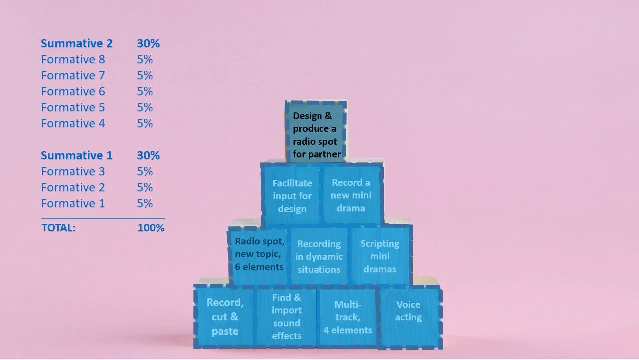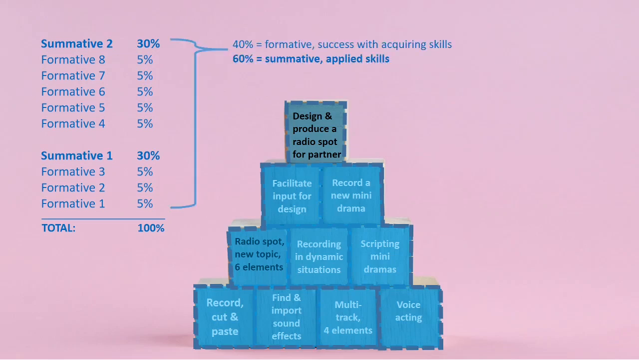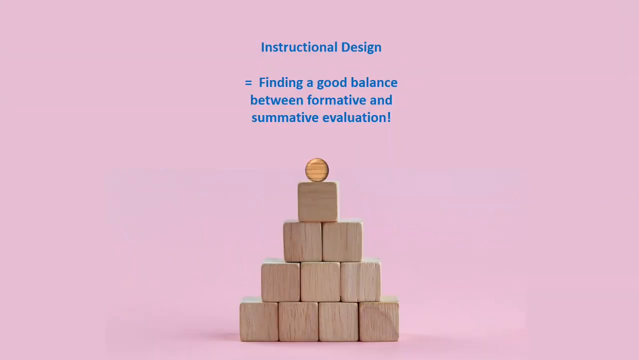In our example, 8 formative assignments add up to 40% of the final grade or performance, while the remaining 60% of the final performance is measured in terms of applied skills. There are no strict rules about how to balance out formative with summative evaluation, because planning and weighing different evaluation elements must take into account the specific objectives and nature of a course or of a series of training sessions.